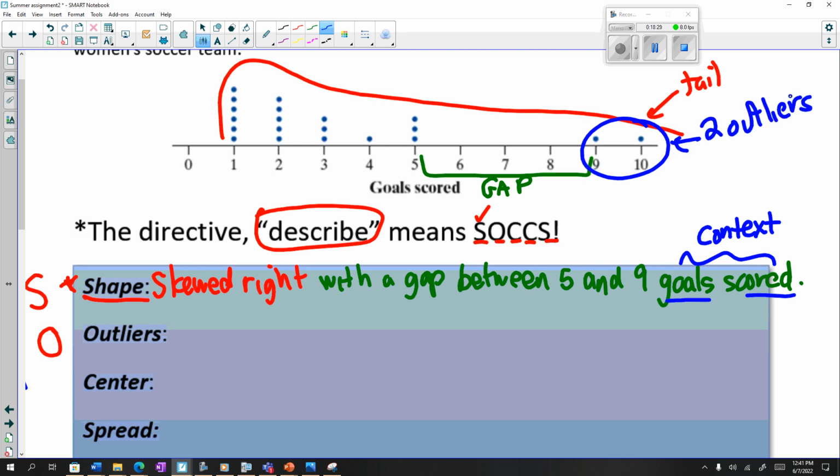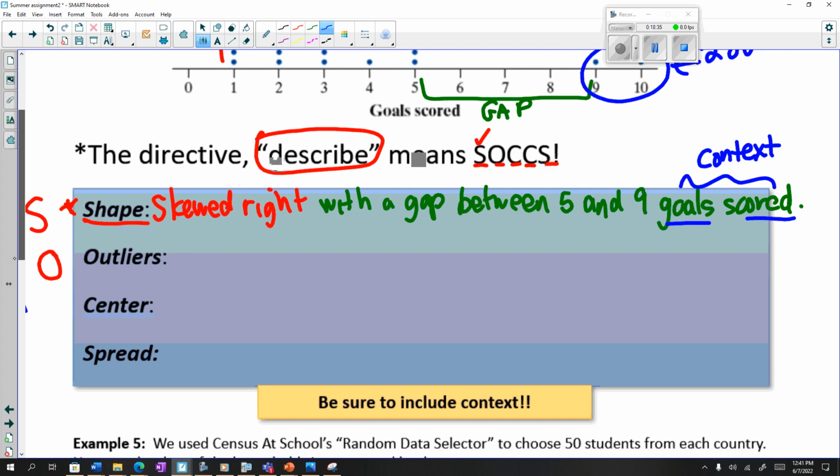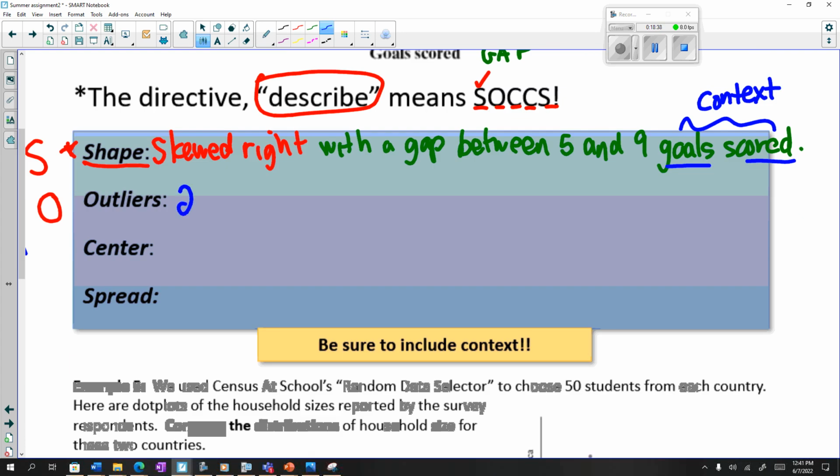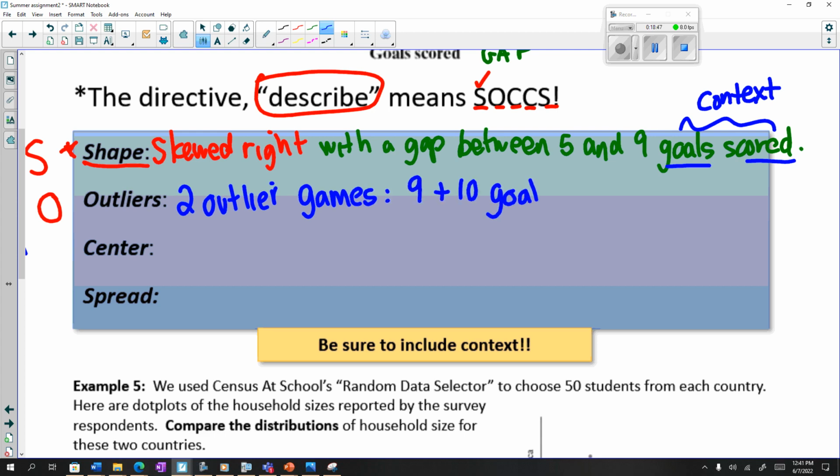And those are rare games for the U.S. World Soccer Team because it's not typical to be scoring 9 or 10 goals in a game. So there are 2 outlier points, or 2 outlier games, and they are 9 and 10 goals scored. Notice again, I'm using context here because I'm saying goals scored, which is the context of the question. And I'm using games because the dots really represent the games of the 20 games of the soccer season.